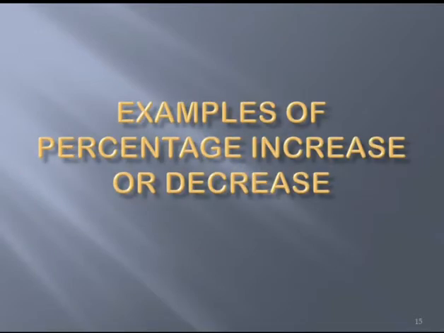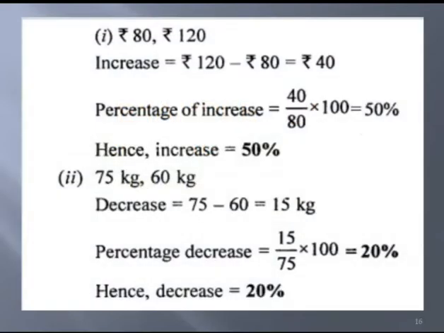Now examples of percentage increase or decrease. In the first example we have rupees 80 and rupees 120. If we have to find the increase in percentage, then what will we do? We have to subtract the old value from the new value. We will get 40 rupees. Then apply the formula: new value minus old value upon old value. Fill in the values. You will get 40 upon 80 multiplied by 100. After solving it, you will get 50%.